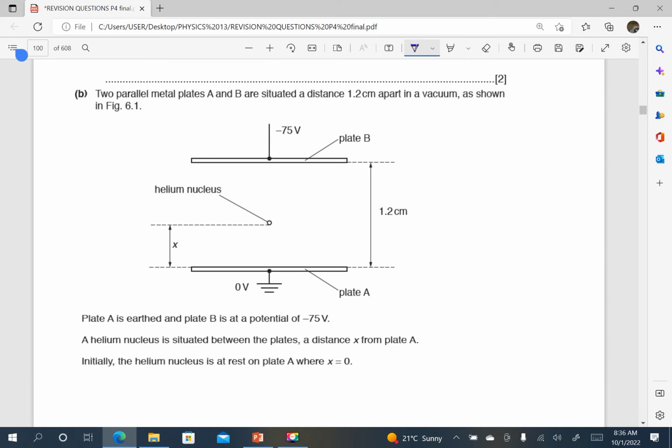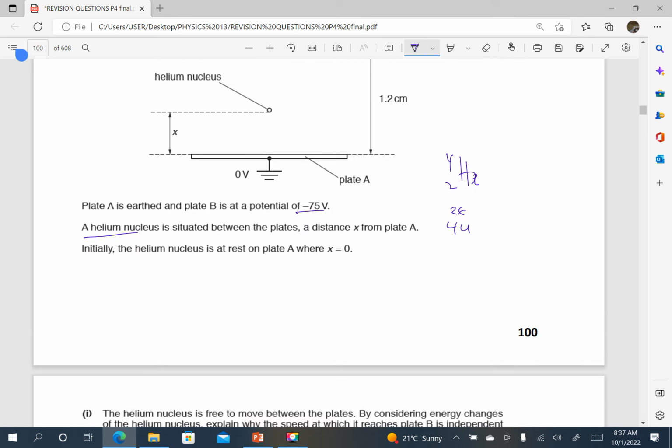So here we have two parallel metal plates. That means here the field is uniform. They are 1.2 centimeters apart. Plate A is earthed and plate B is at potential negative 75 V. A helium nucleus, that is He-4-2, charge is 2e, mass is 4u.